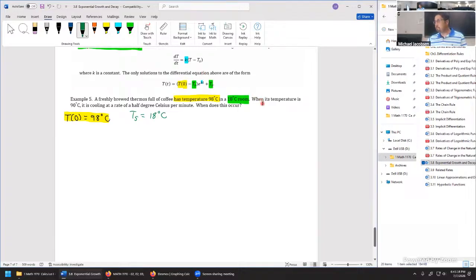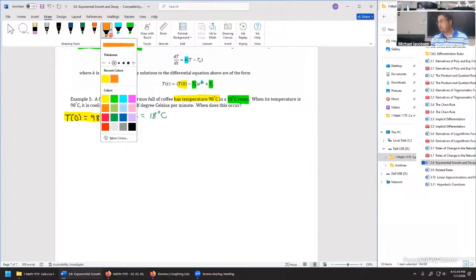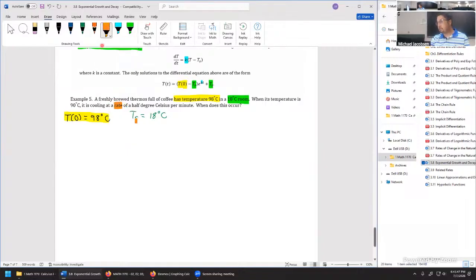And then finally, it says when its temperature is 90 degrees, it doesn't say when that happens. Like in the last problem, we had a time when the thermometer reached a certain temperature. Here we don't. That's what we're trying to solve for. But what we do know is when its temperature reaches 90 degrees, it's cooling at a rate of a half a degree Celsius per minute. But here's the massive buzzword. When it said rate, it means a derivative.